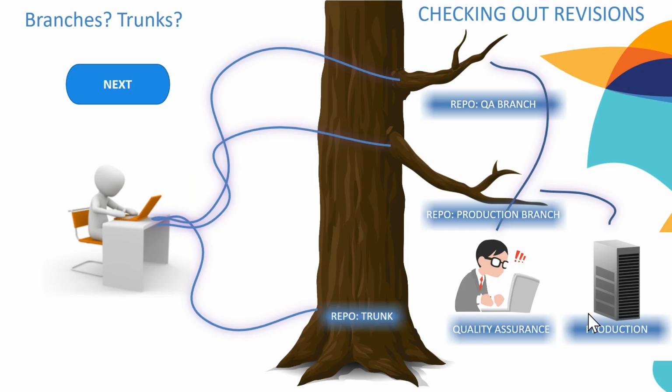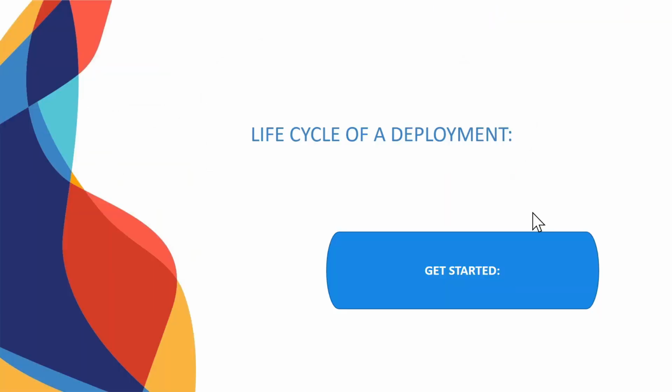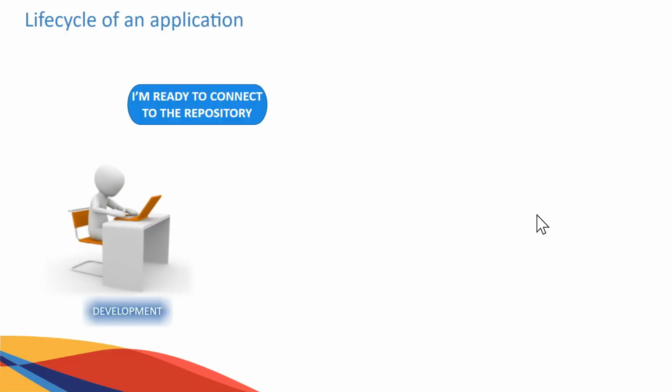Once those projects and elements get pushed to the trunk and pushed to different branches, they can be pulled by various users. So let's talk about what that looks like in totality. For this subsection, we're going to be talking about the life cycle of a deployment and hopefully illustrating how the process works for you and your organization in an ideal environment. So the first thing you need to do is connect to the repository.